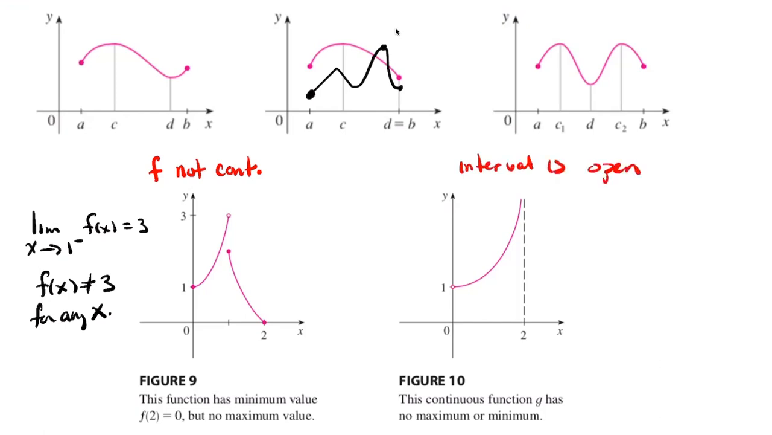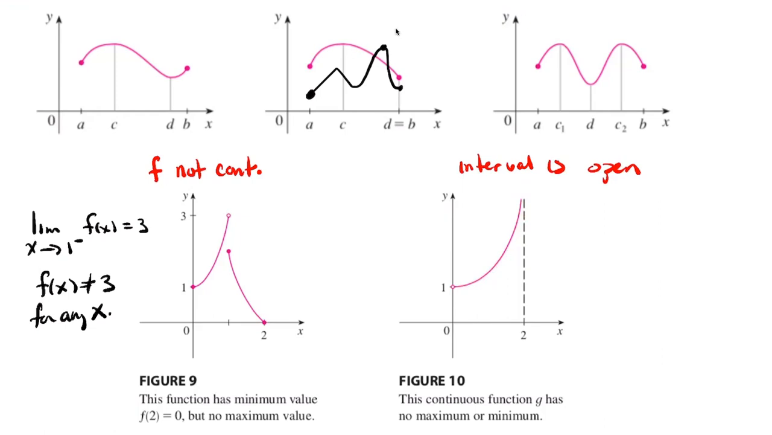What do I mean by that? There's no endpoints. So that's a continuous function, and it has no minimum value. Yeah, the y coordinates are approaching 1, but they never get there. That's what that open circle means. It clearly has no maximum value. The y coordinates on this function are growing without bound.